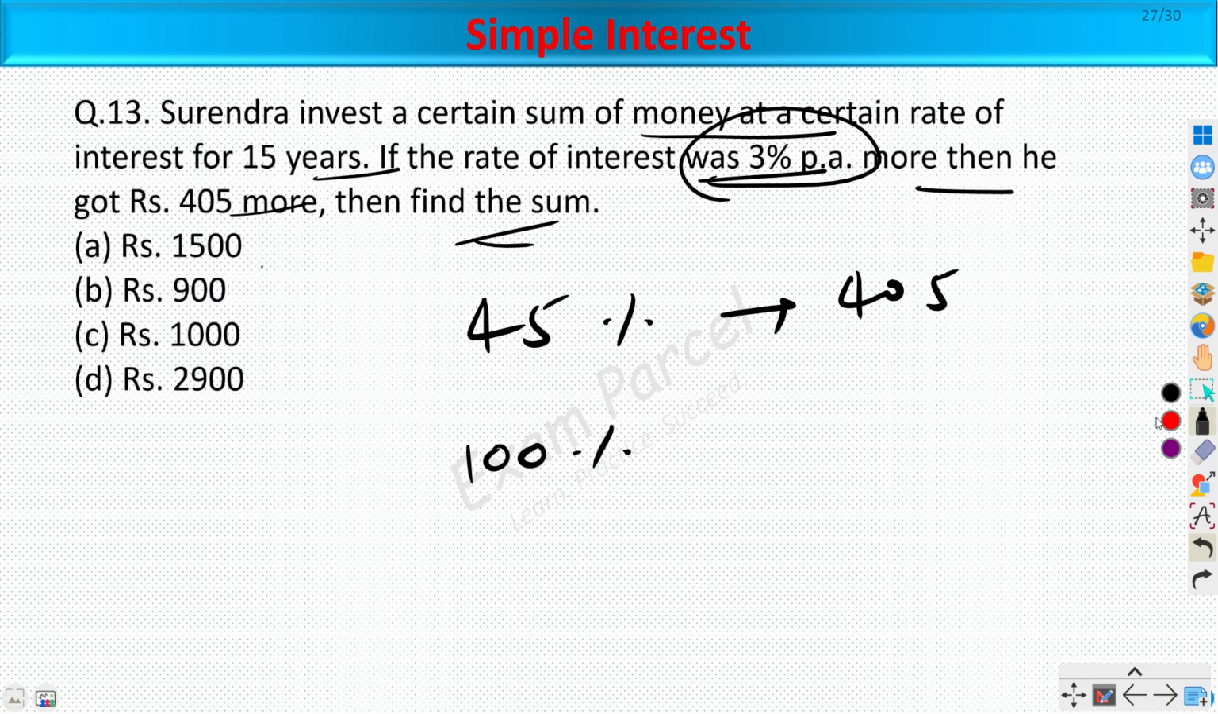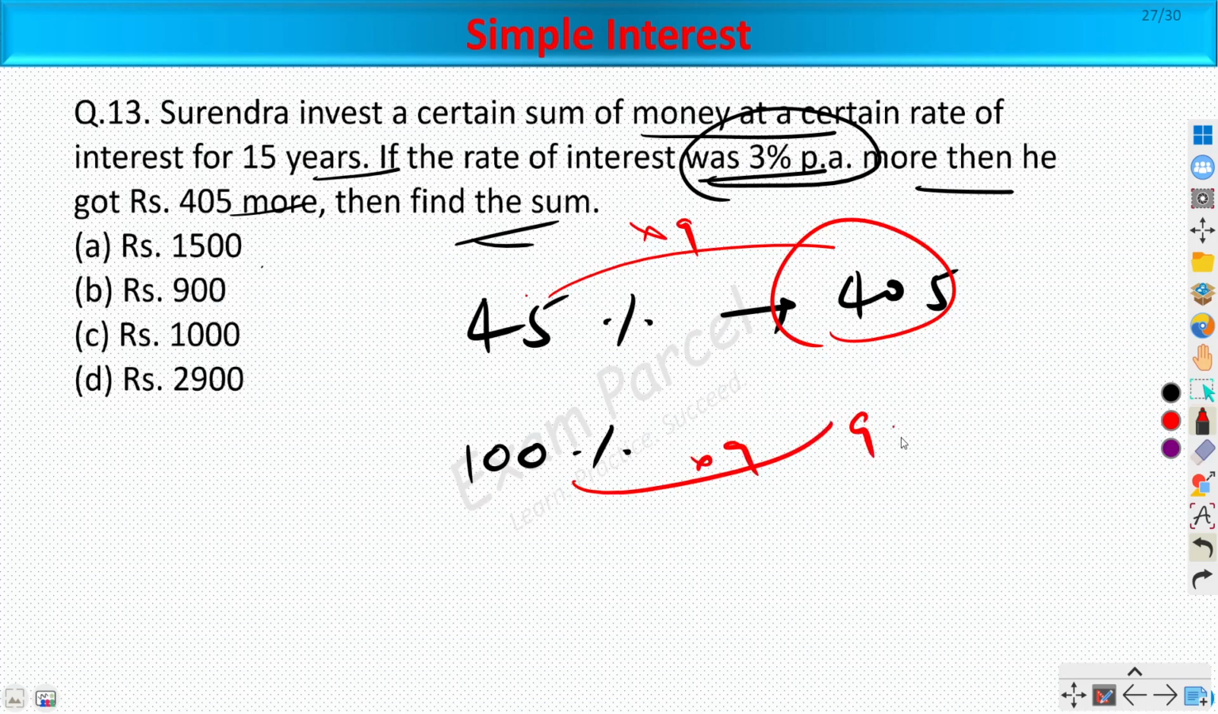Now, this is one of the easiest questions. 45% value is given, and you have to find 100%. Unitary method, right? How will you solve it? You can solve this by various approaches. So this is 9 times. So obviously you can do the same, 9 times 100, 900.